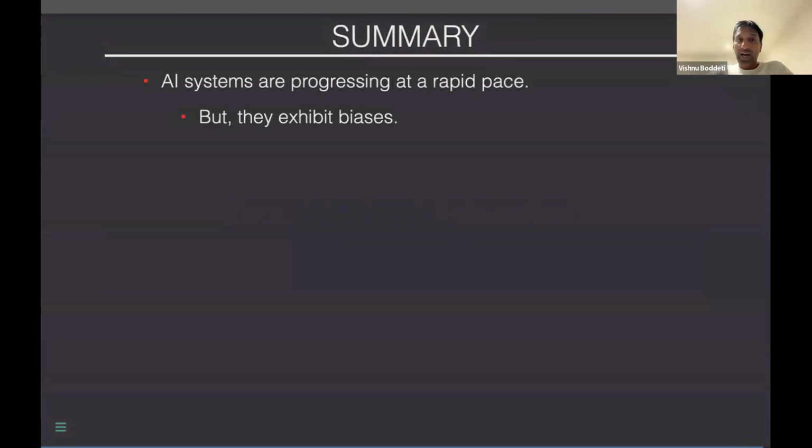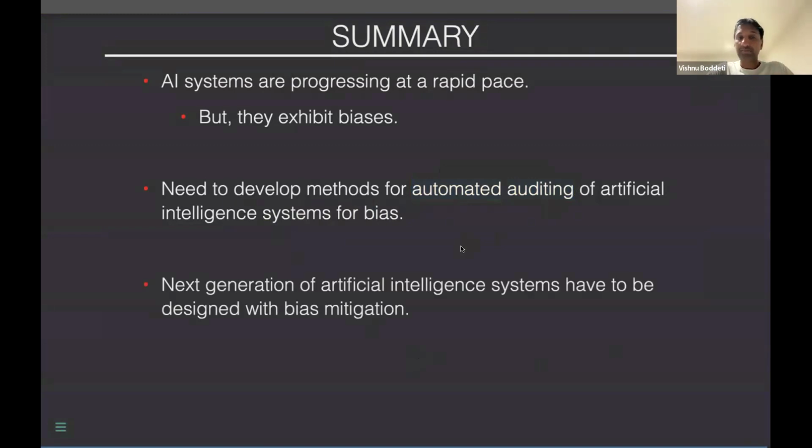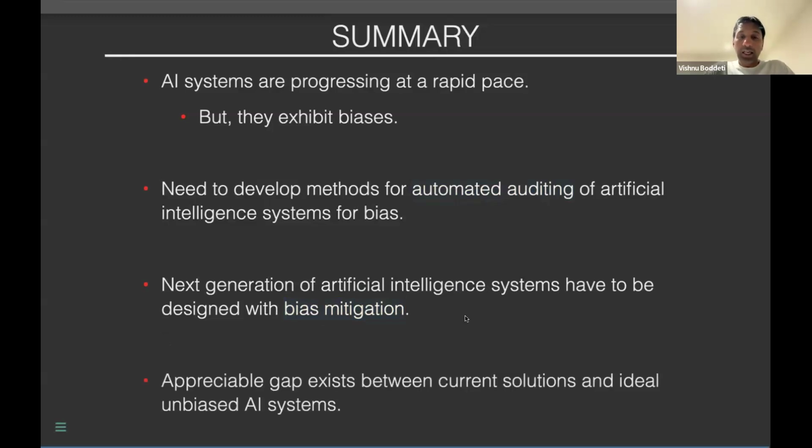But what I wanted to highlight is that they also exhibit a lot of issues, okay, a lot of biases. There's a lot of issues with the data, there are a lot of issues with the models that are trained on such data. So we need methods to automatically audit or measure the amount of bias in these models. And we need methods to reduce the bias in these models. So measure and then mitigate or reduce or fix the problem.